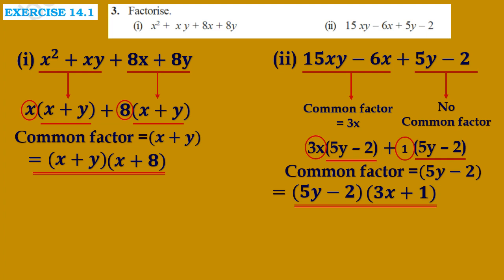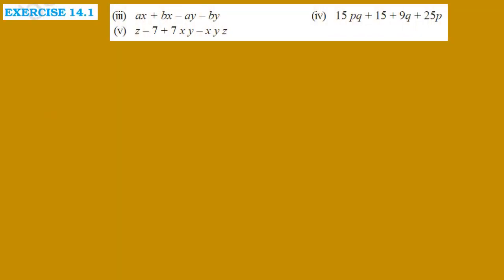Now let us move on to the next questions. The question number 3, next, third, 4, 5. Third, ax plus bx minus ay minus by. You can group first and second, third and fourth, or you can do first and third, second and fourth, that way also you can do.